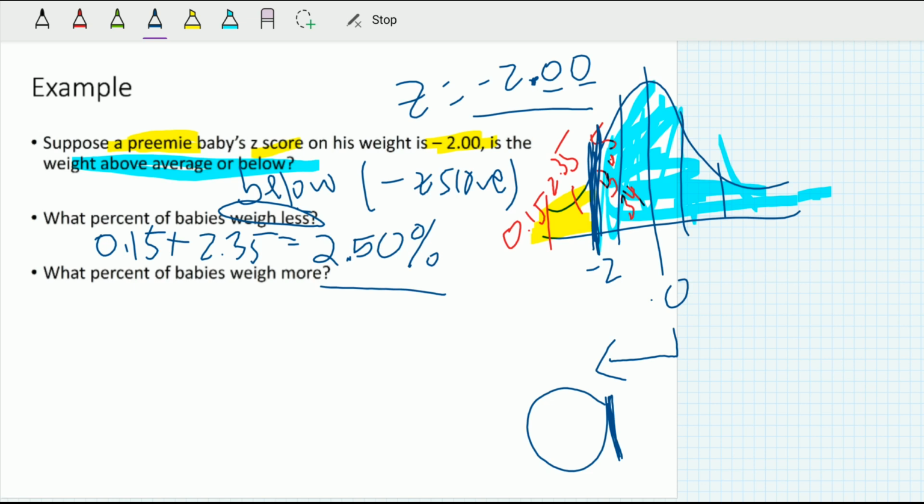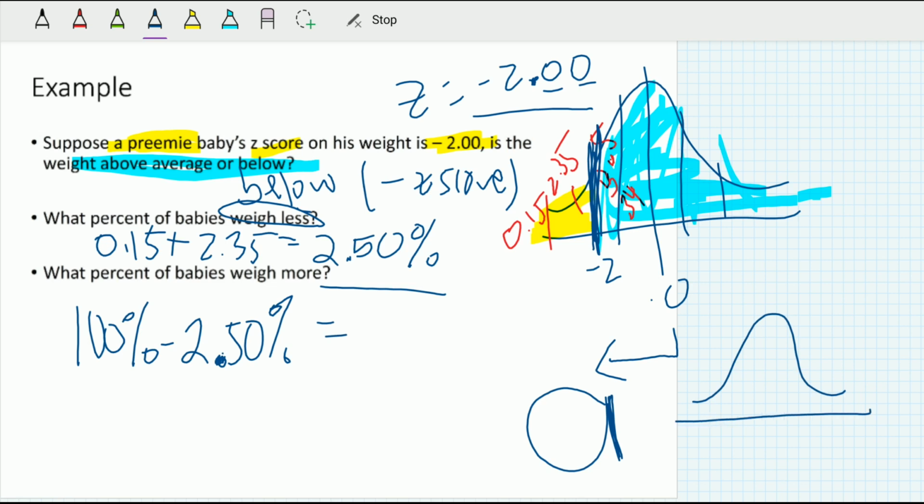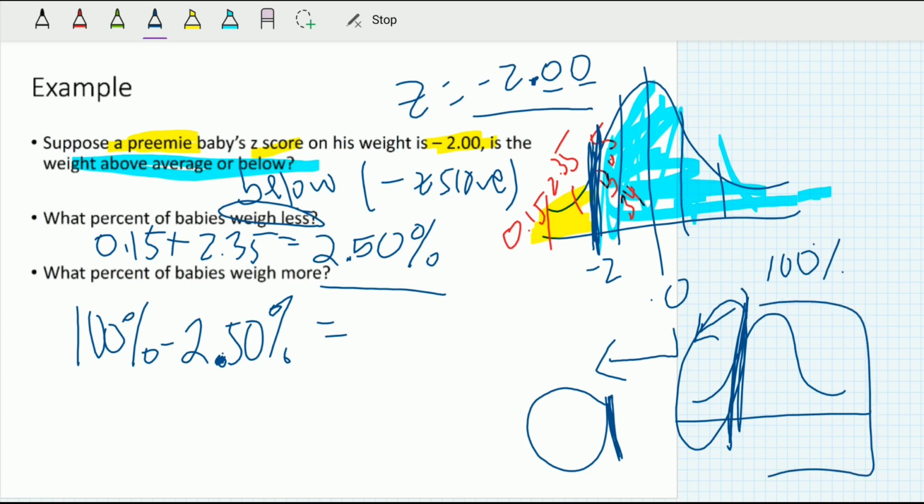And then what percent of babies weigh more? Well, I'm going to do the little 100% minus trick, because it's considered the shortcut. So it'll be 100% minus 2.50%. The reason this works is that you have one boundary. If you have this left side, and everything underneath the curve is 100%, then you can figure out the other section as well. That's how the shortcut works.